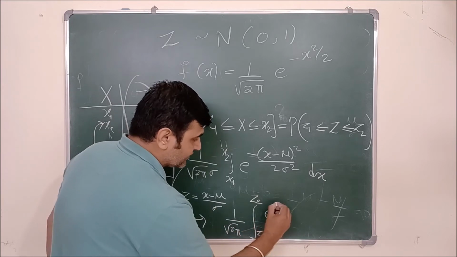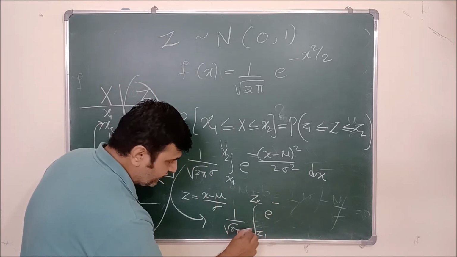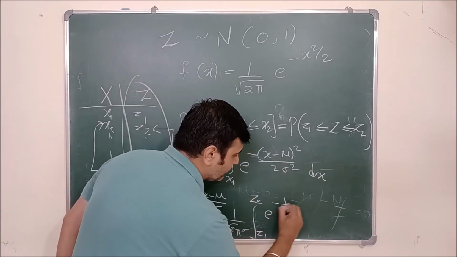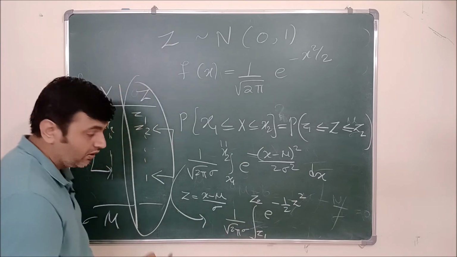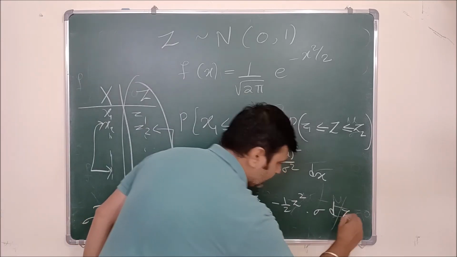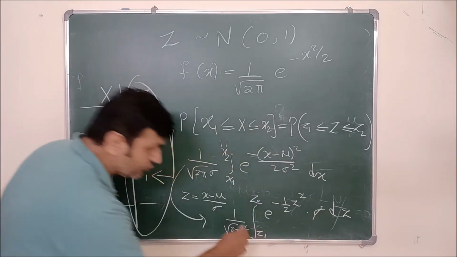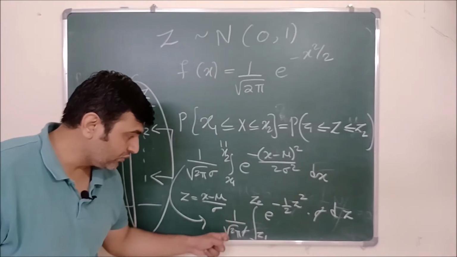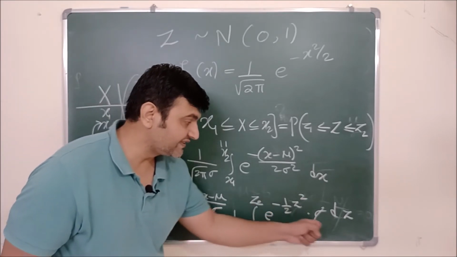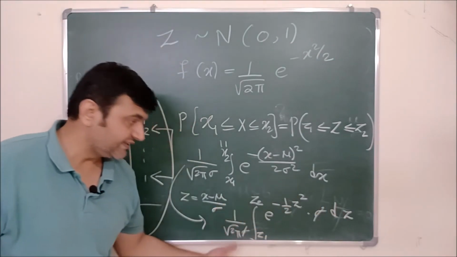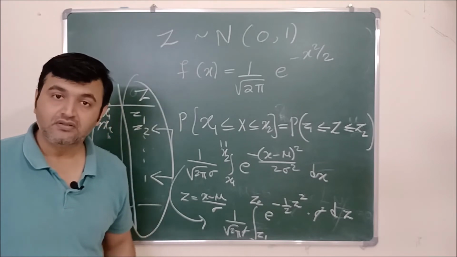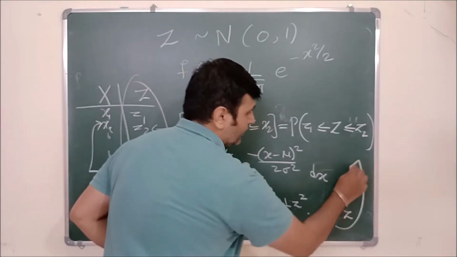What is this? E raised to, oh, I missed a sigma over here. Here, minus of x minus mu upon sigma is z. So 1 by 2 z square. What is dx? It is sigma dz. Sigma dz, sigma goes away. So what you get? 1 upon root of 2 pi integration z1 to z2 e raised to minus 1 by 2 z square dz. But what is this? This is a PDF for a normal distribution with mean 0 and variance 1.